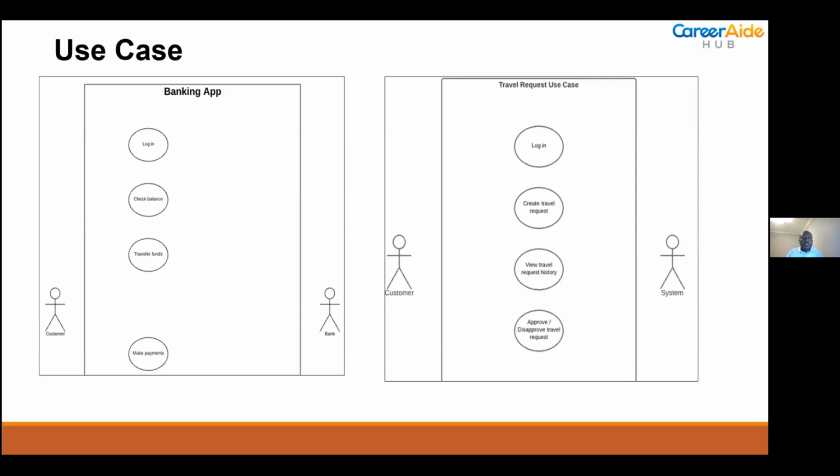So remember, we've talked about the boundaries, which is represented by the rectangle. We've also talked about the actors, which can be primary or secondary. The primary is on the left and the secondary is on the right. The primary actor initiates the trigger, while the secondary actor reacts to that particular trigger. And also we are talking about the use case models.